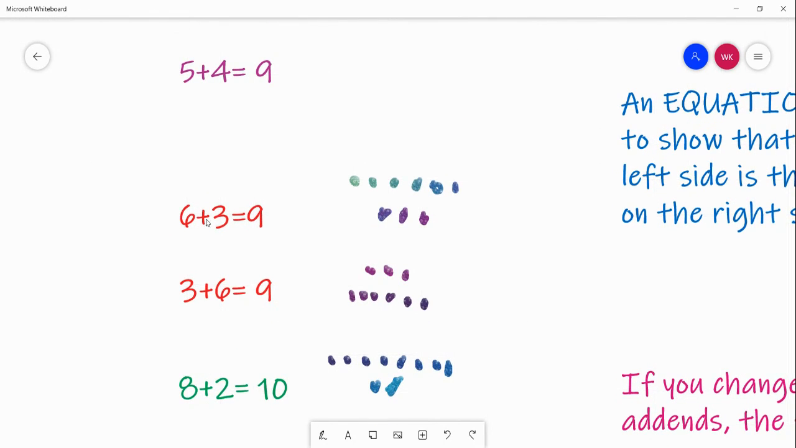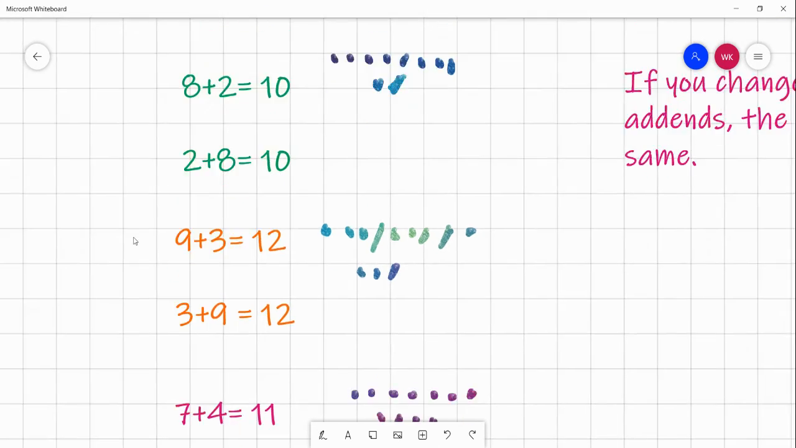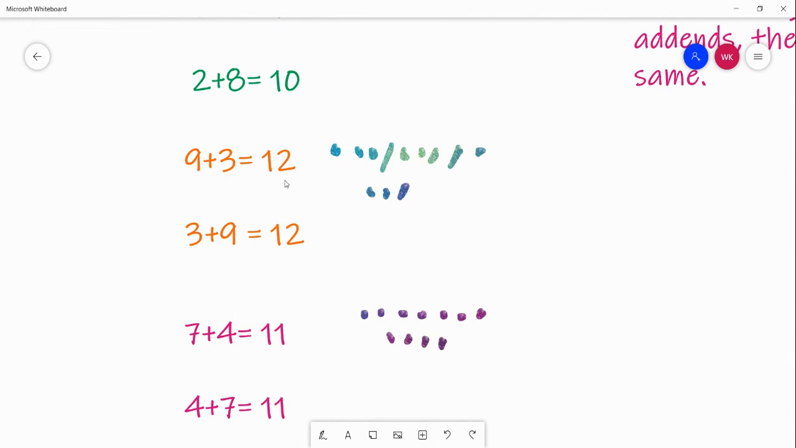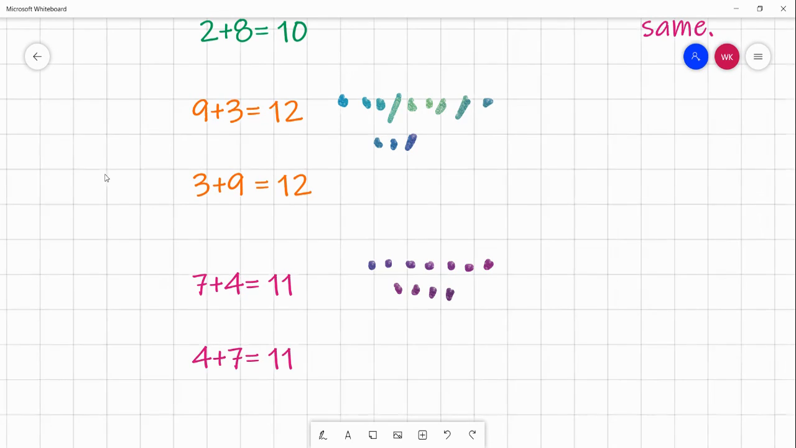We have 6 plus 3 equals 9, and 3 plus 6 equals 9. We have 8 plus 2 equals 10, and 2 plus 8 equals 10. We have 9 plus 3 equals 12, and 3 plus 9 equals 12. And lastly, we have 7 plus 4 equals 11, and 4 plus 7 equals 11.